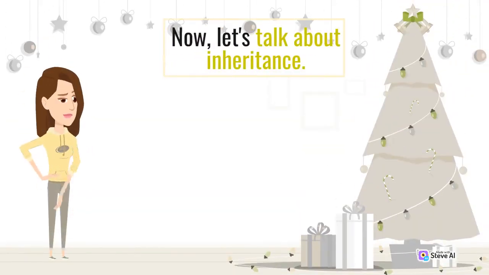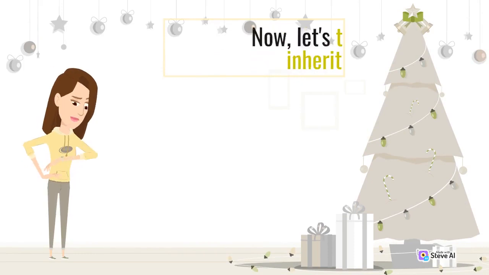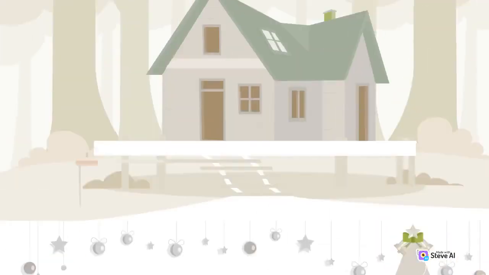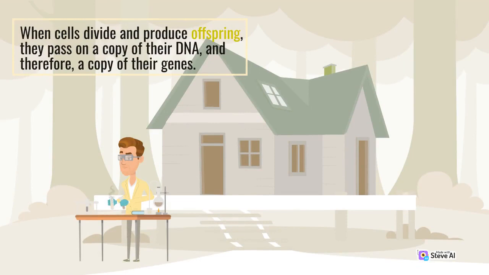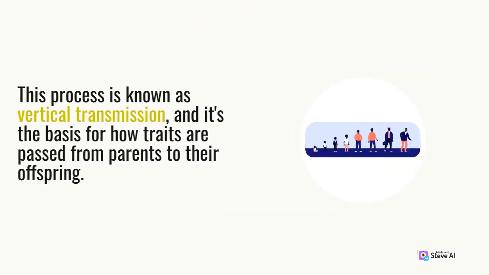Now, let's talk about inheritance. When cells divide and produce offspring, they pass on a copy of their DNA, and therefore, a copy of their genes. This process is known as vertical transmission, and it's the basis for how traits are passed from parents to their offspring.